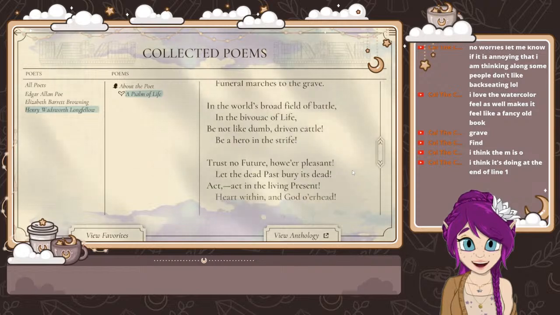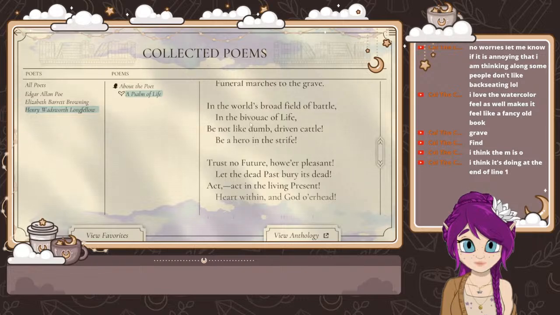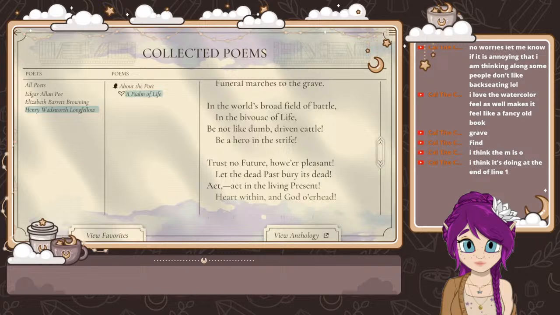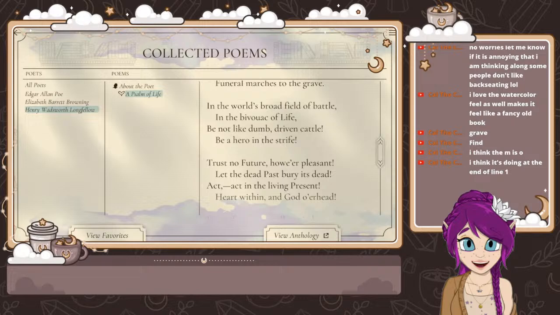In the world's broad field of battle, in the bivouac of life? I don't know what that word is. We are learning all sorts of words today. And by we, I mean me. Bivouac? Bivouac. A temporary camp without tents or cover, used especially by soldiers and mountaineers. Bivouac. Ooh.